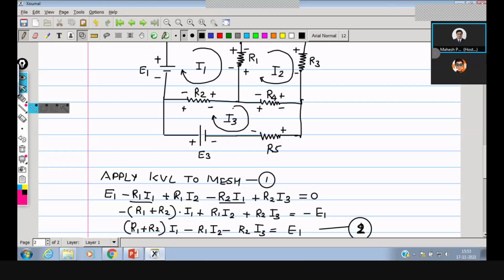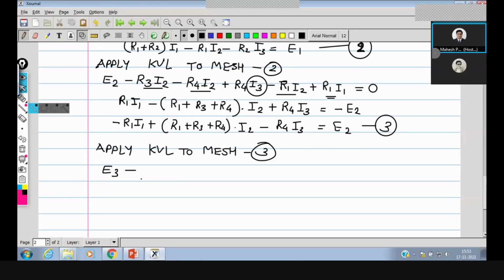So R2 will come across I3: minus R2 I3, plus R2 I1, because I1 is acting on the same resistor R2. Then minus R4 I3 plus R4 I2, fine, minus R5 I3, is equal to 0.